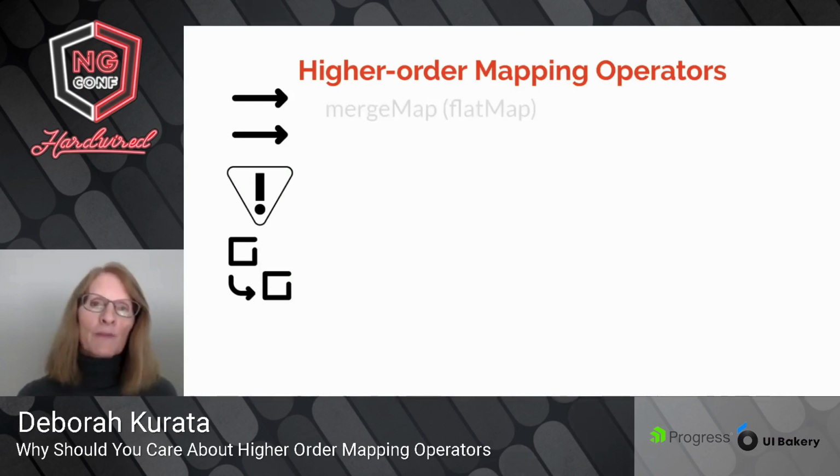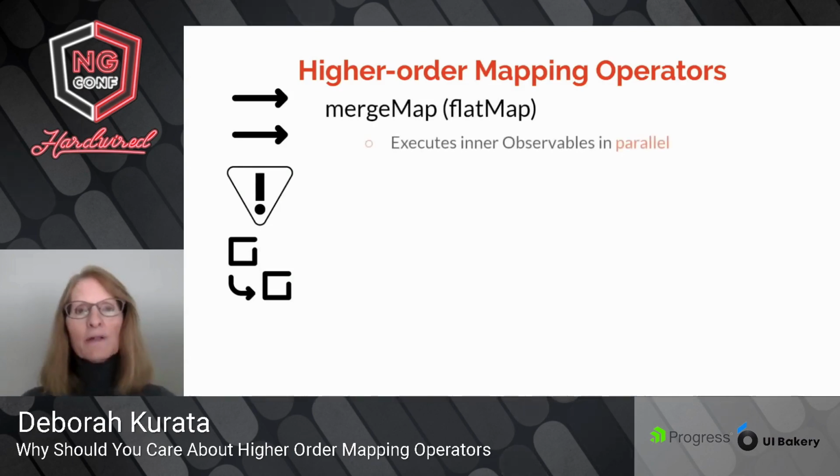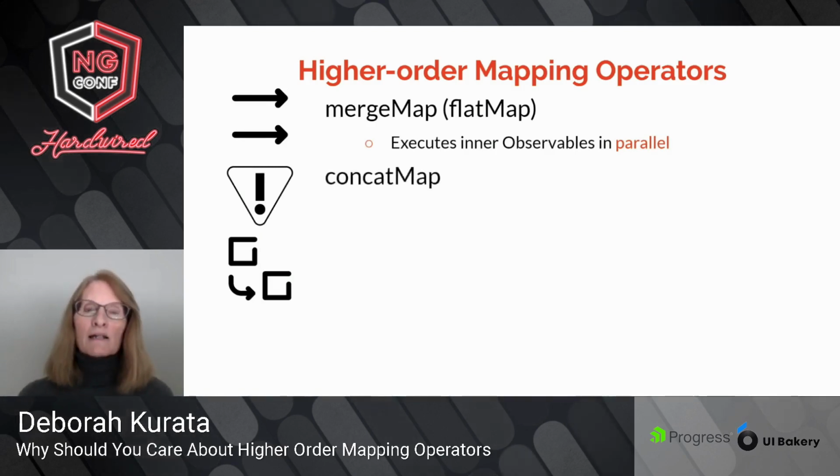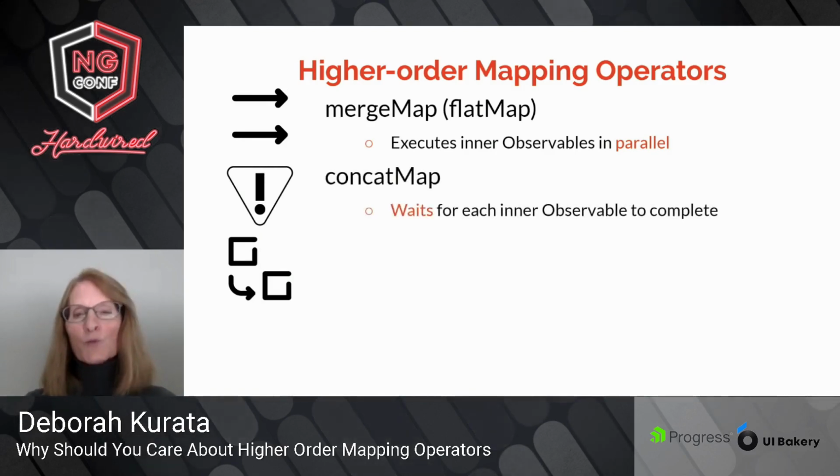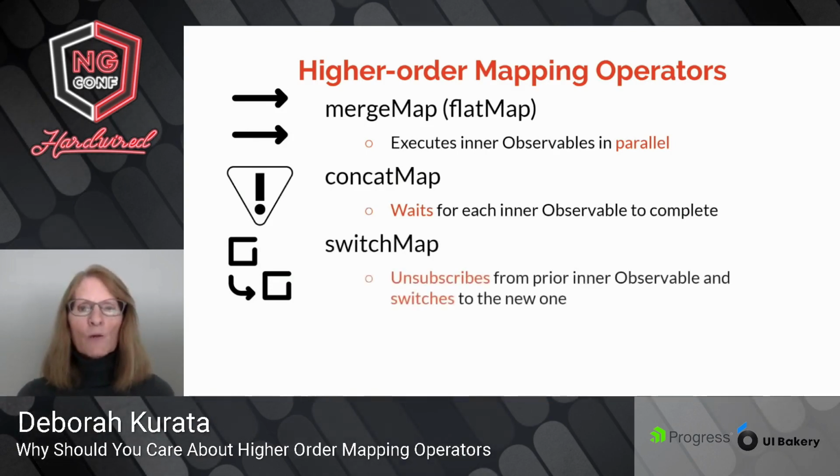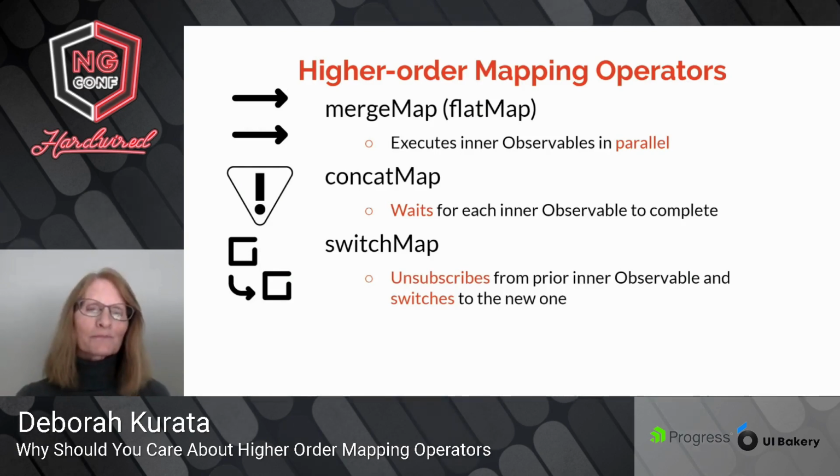Okay, so our higher order mapping operators are mergeMap, which executes inner observables in parallel; concatMap, which waits for each inner observable to complete; and switchMap, which unsubscribes from the prior observable before switching to the new one.